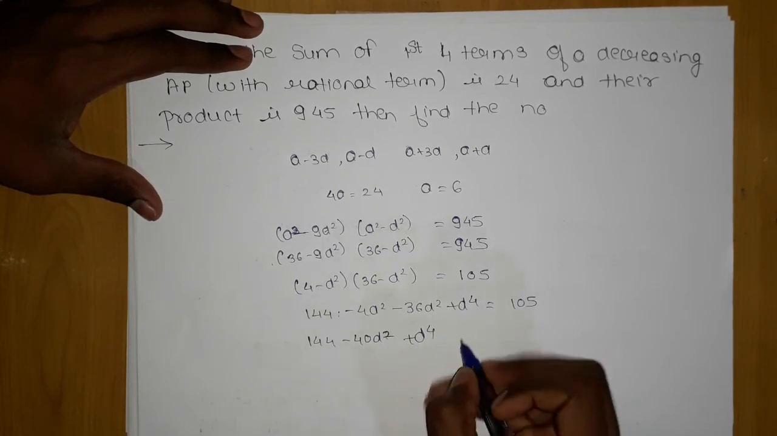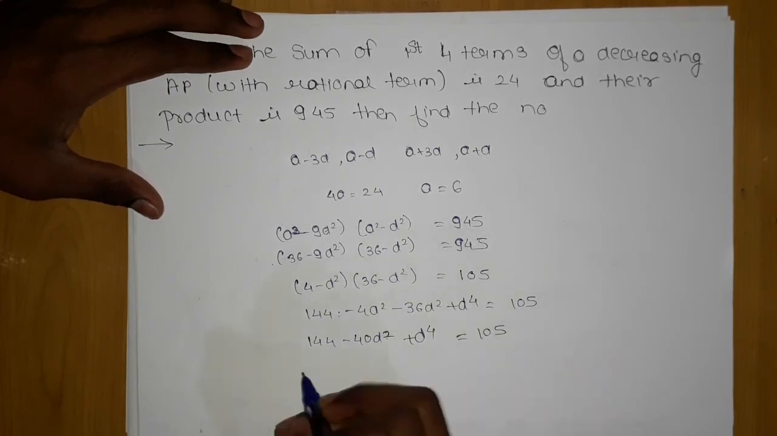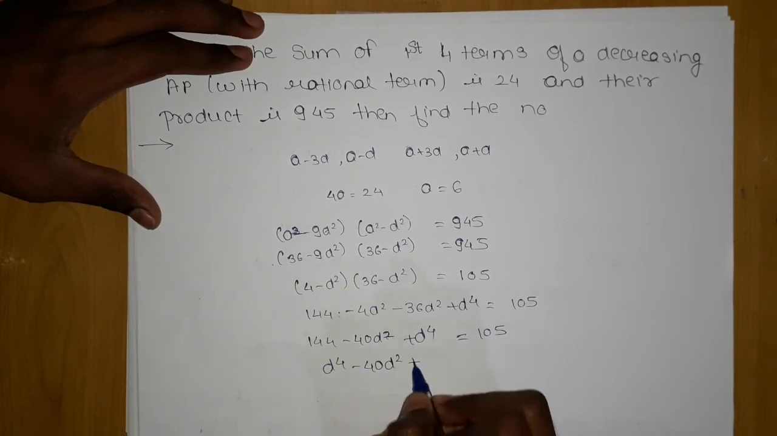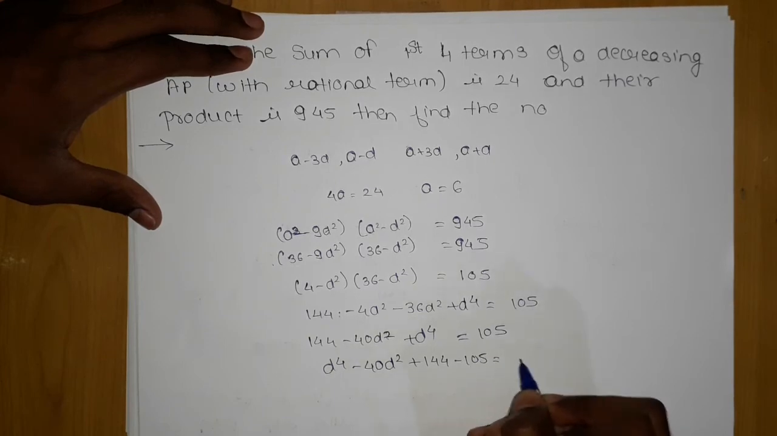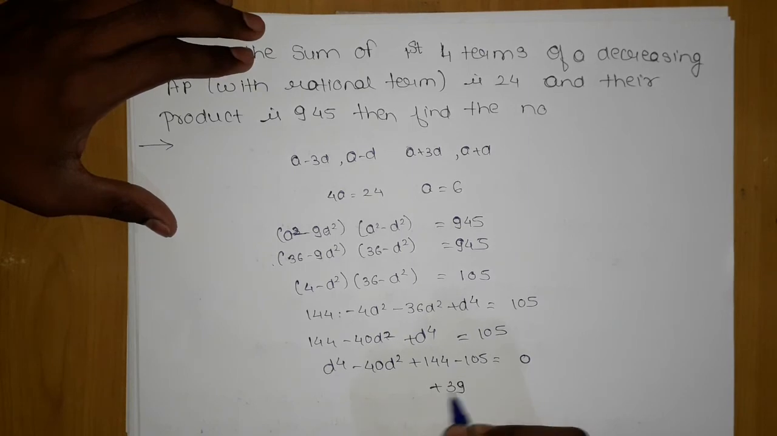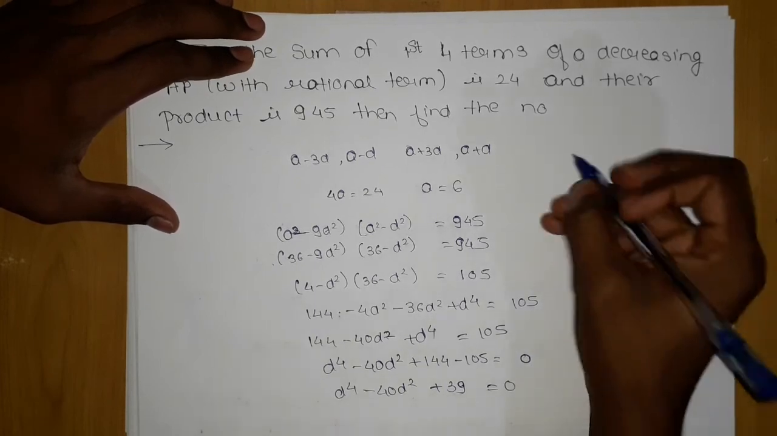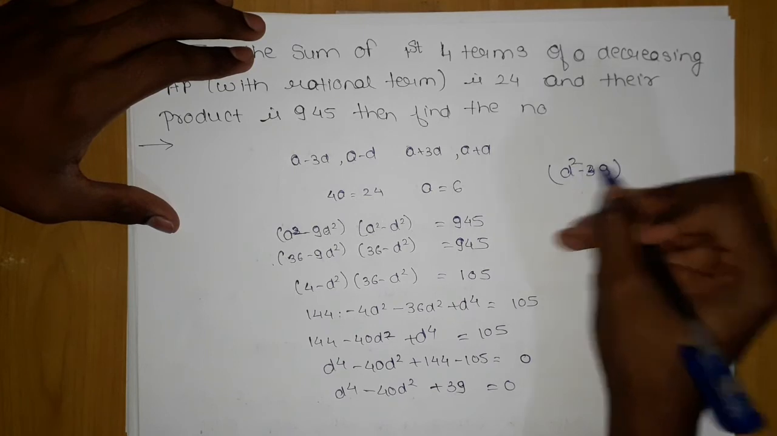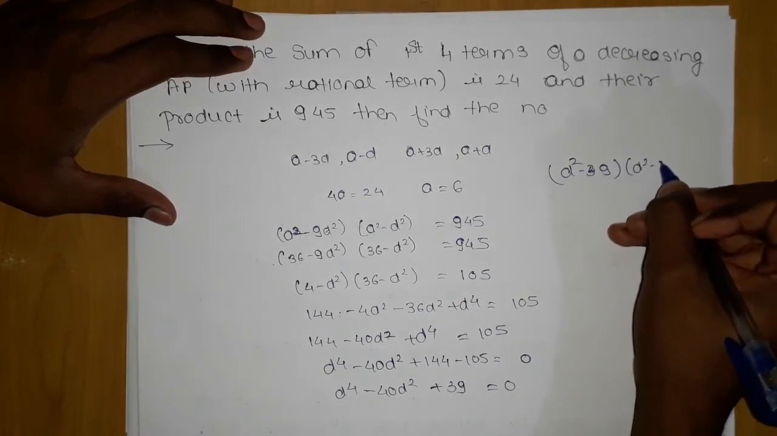Okay, it should be equal to 105. What I have is d raised to 4 minus 40d square plus 144, minus 105, should be equal to 0. What it gives me is plus 39, minus 40d square, plus d raised to 4 should be equal to 0. Now if I simplify it, I get minus 39 d square into d square minus 1 should be equal to 0.